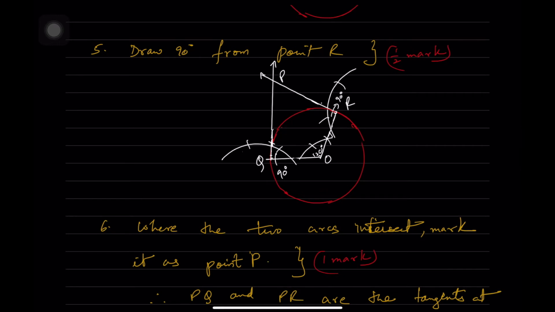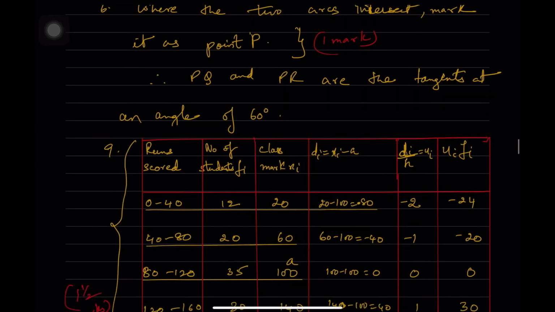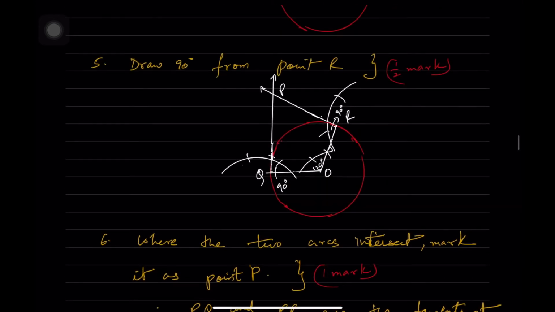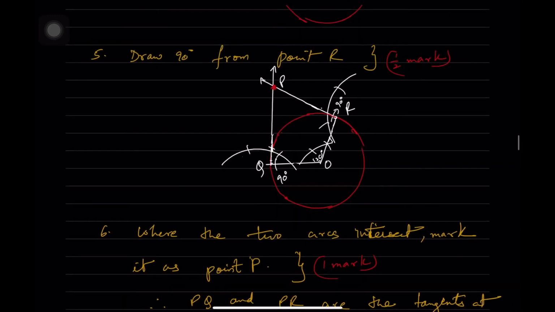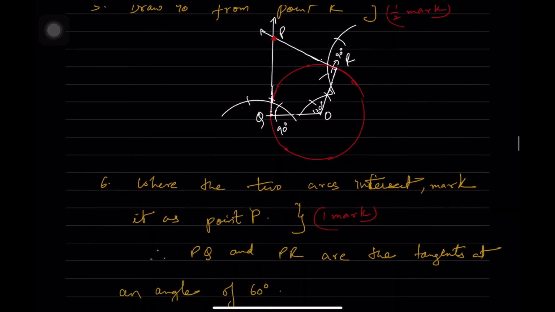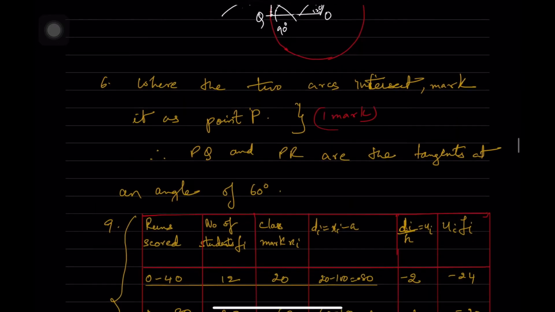These are inclined at an angle of 60 degrees. These are the arcs you have to draw. Draw it in this way, whichever is the construction done over here. First you do 120, then from Q 90, from R 90, and extend both the lines. They will intersect at the point P. So PQ and PR are the tangents at an angle of 60 degrees. So this is the way you have to construct this.